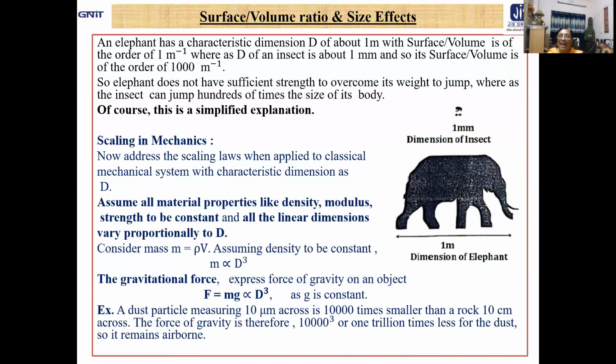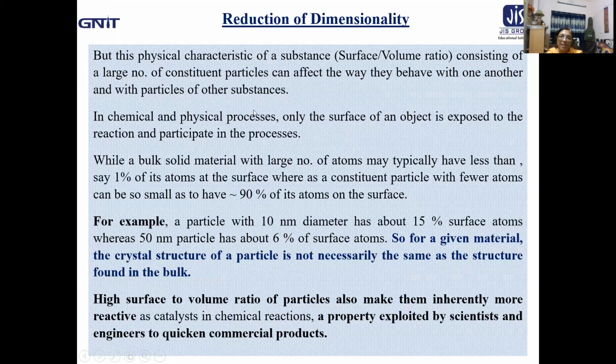So I think now you are understanding why I tried to say the previous one, though funny, but it gives you something so far as surface to volume ratio and size effect is concerned. Isn't that interesting? Now let us come to the case of reduction of dimensionality. But these physical characteristics of a substance, that is surface to volume ratio, consisting of large number of constituent particles, can affect the way they behave with one another and with particles of other substances.